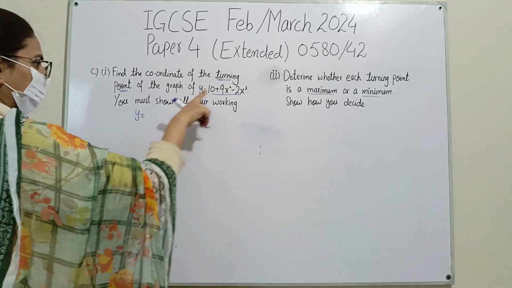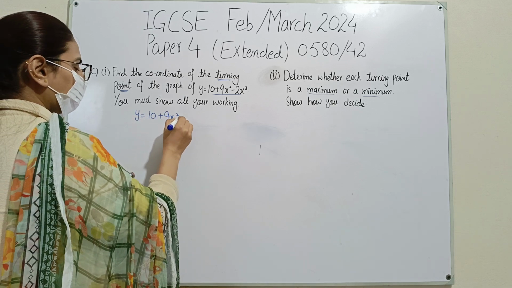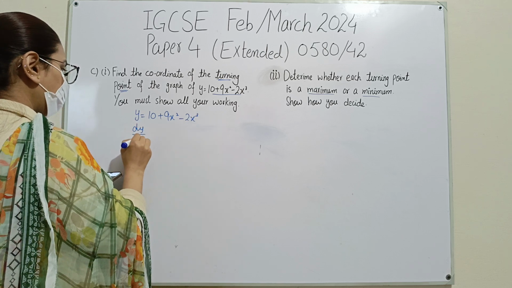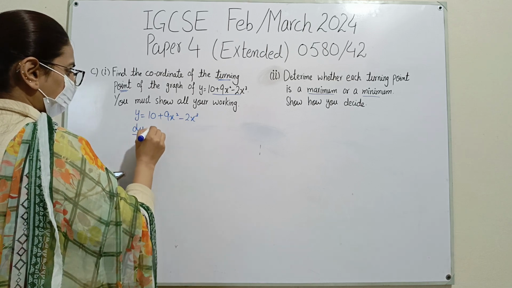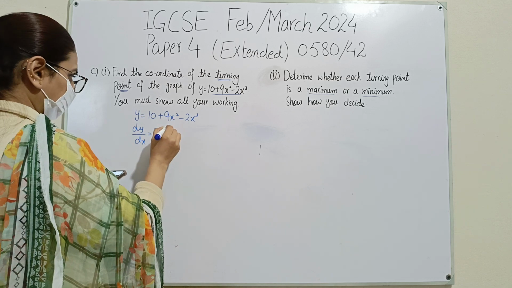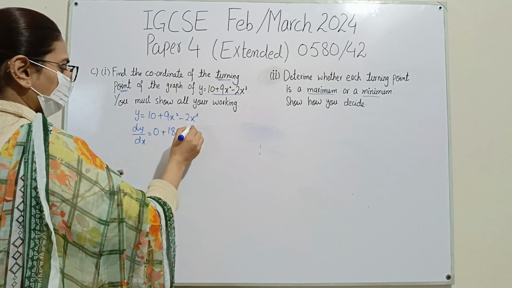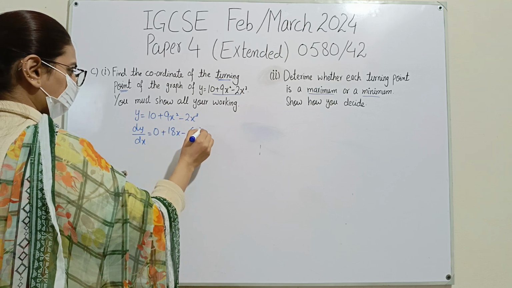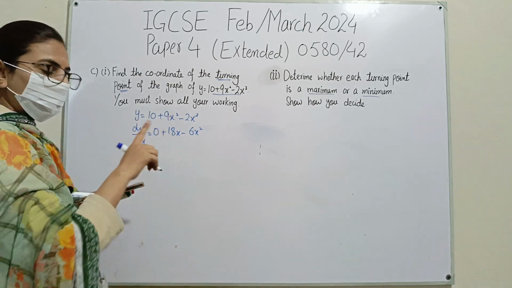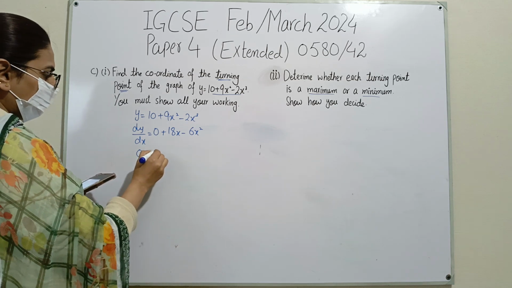So first take this expression. Now take the first derivative, dy by dx. The derivative of 10 is 0. The derivative of 9x squared will be 18x, whereas the derivative of minus 2x cubed will be minus 6x squared. In order to find the turning point, you have to put this first derivative equal to 0.